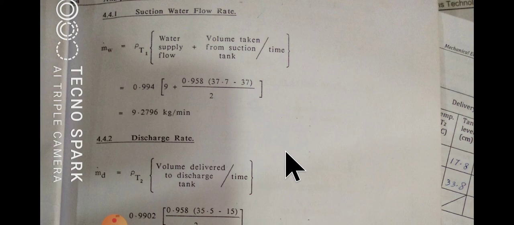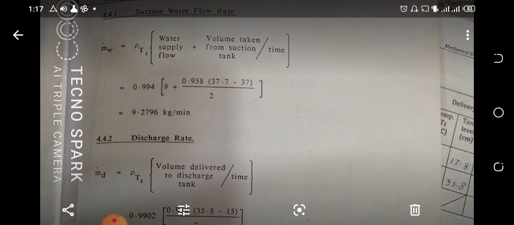0.958 is the correction factor that has been discussed in the observation column. Multiplying by this, the volume taken from the suction tank is 37.7 initially, and after that we have a level of 37 in 2 minutes. This is the flow rate over the 2 minutes. So we subtract this reading, and the difference of this reading will show the actual change in the water quantity. Multiply by the correction factor, and from the unit of centimeter we get the unit of liters, divided by 2.